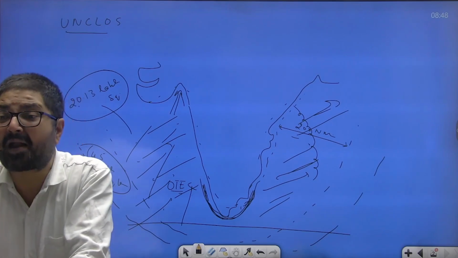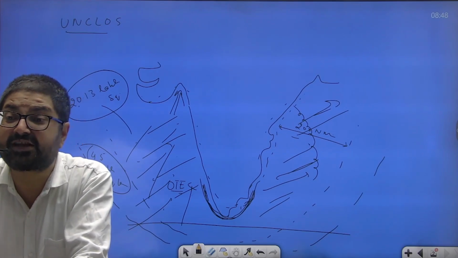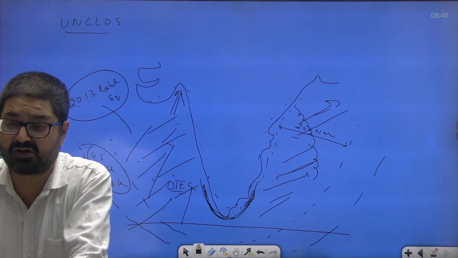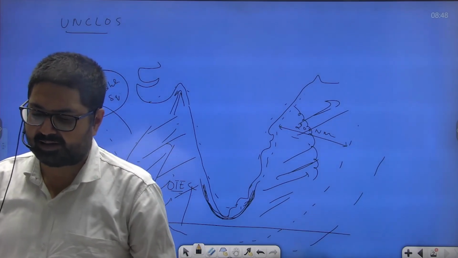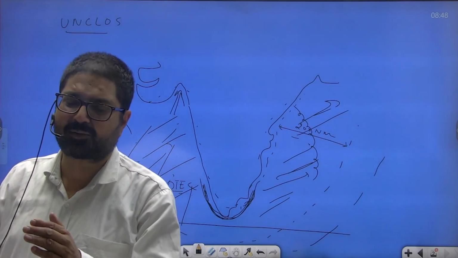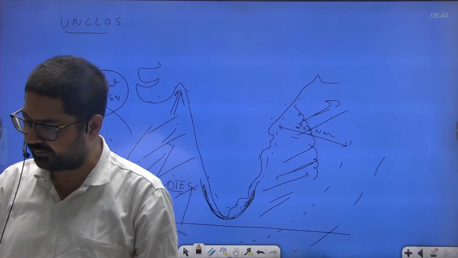Mangrove have been planted along the coastal areas because they reduce the ferocity and severity of cyclones. So all these measures have been taken to protect coastal areas from natural hazards. Now, next.